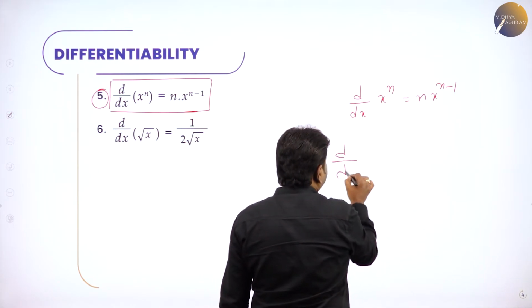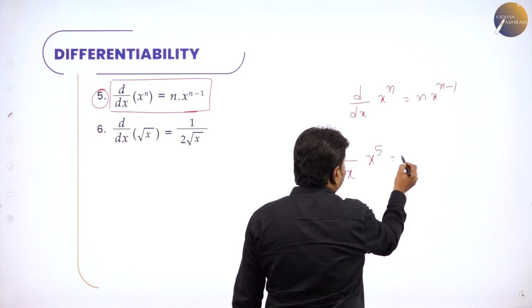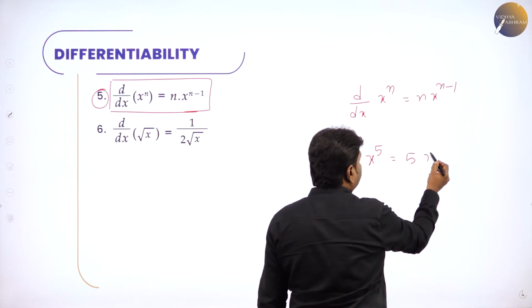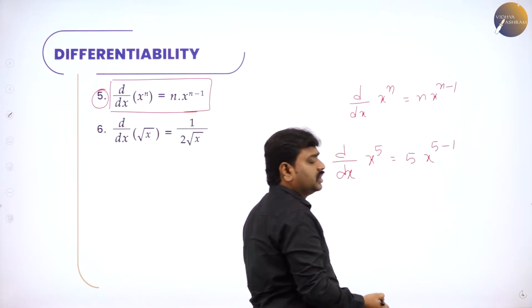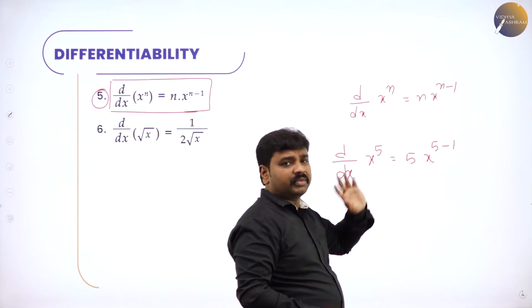Suppose I want d by dx of x power 5. In the place of n, what do I have? 5. So 5 into x power 5 minus 1. Derivative of x power n is what? n into x power n minus 1.